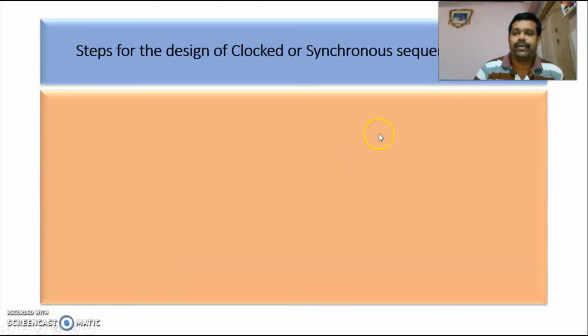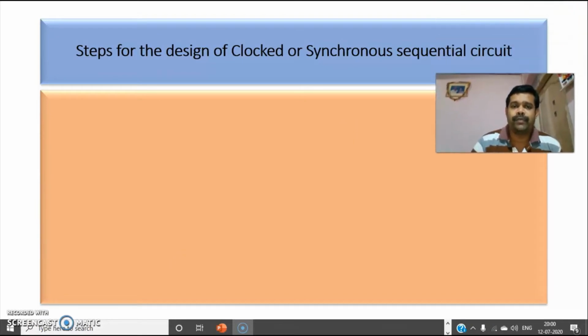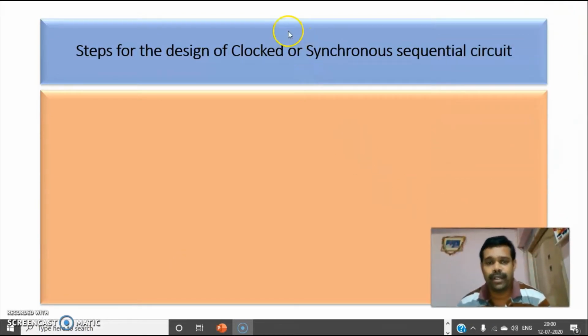First, we are going to study the steps for the design of clocked or synchronous sequential circuit. The synchronous sequential circuit is also called clocked sequential circuit or finite state machines. So these are the other names for this synchronous sequential circuit.